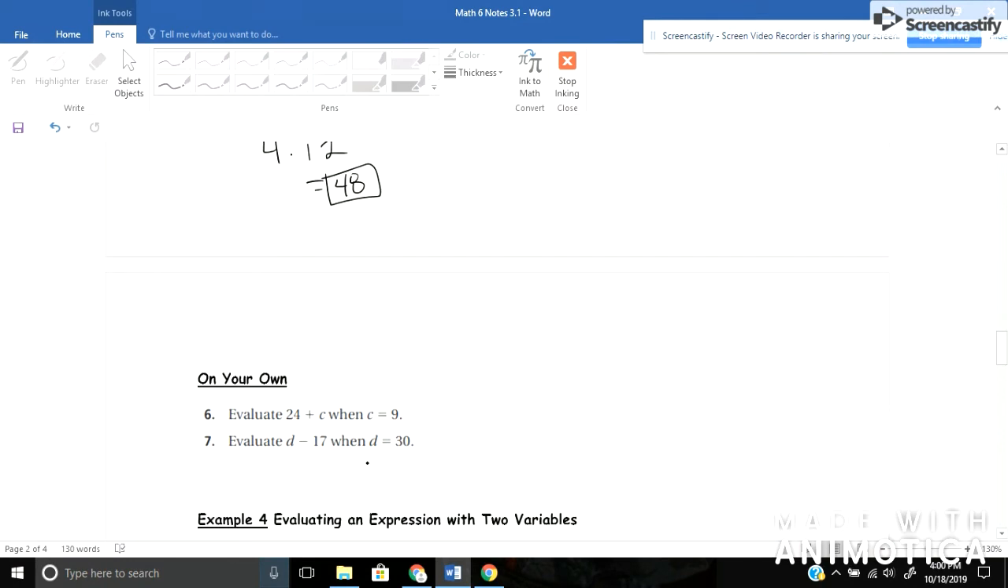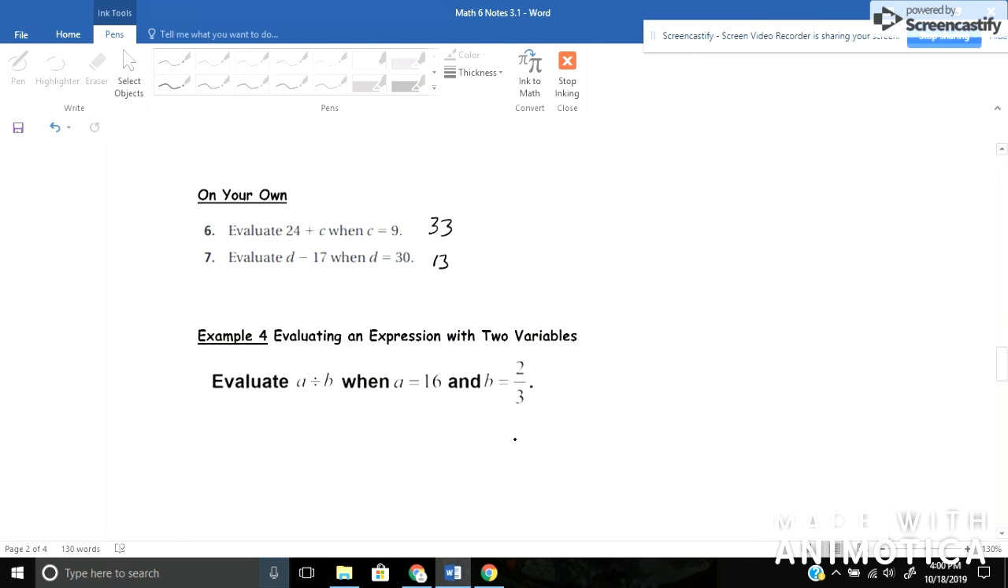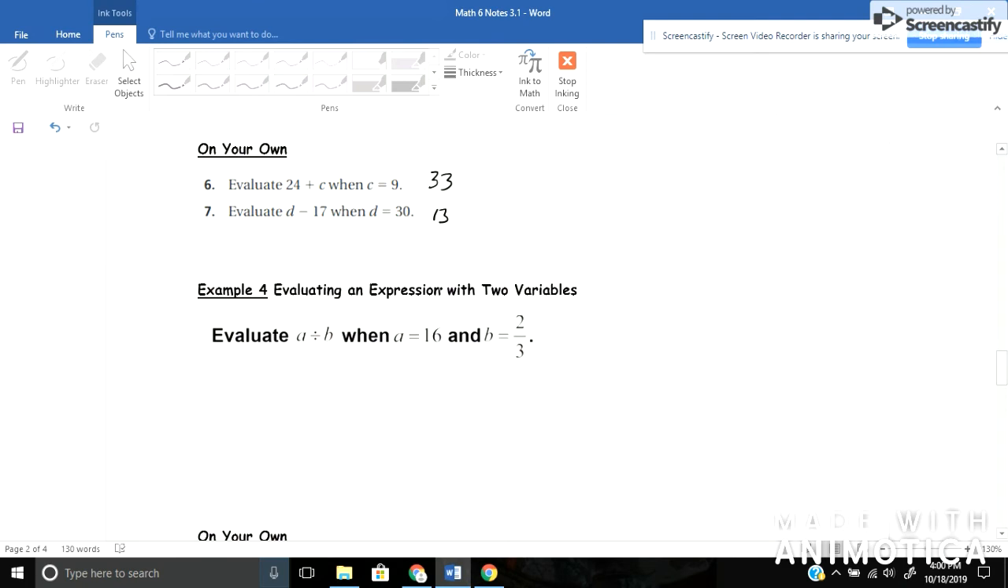All right. For 6, hopefully you came up with 33. 24 plus 9 would give you 33. And number 7, 13. 30 minus 17 is 13. All right. Example 4 says evaluate an expression with 2 variables. So we're doing what we just did, except now you're substituting in 2 different values.